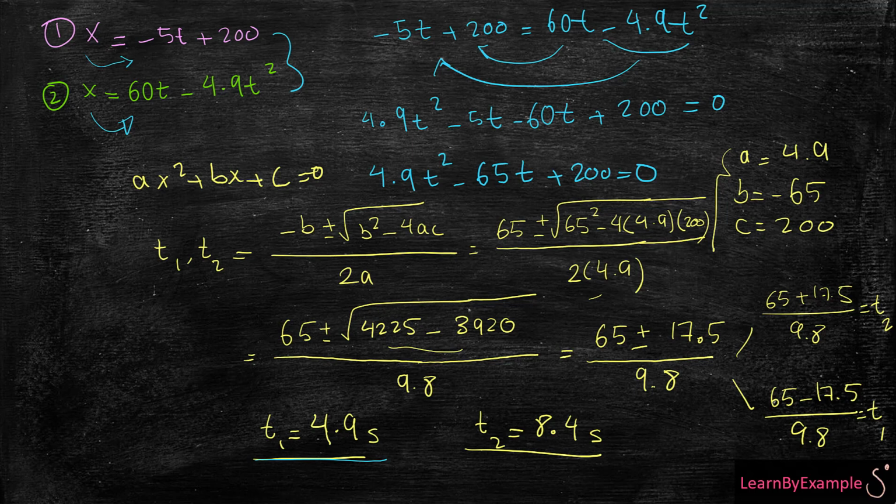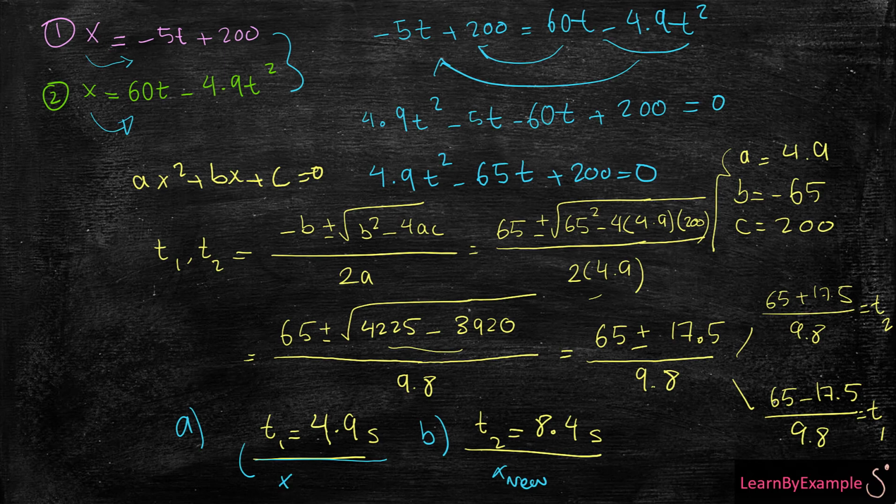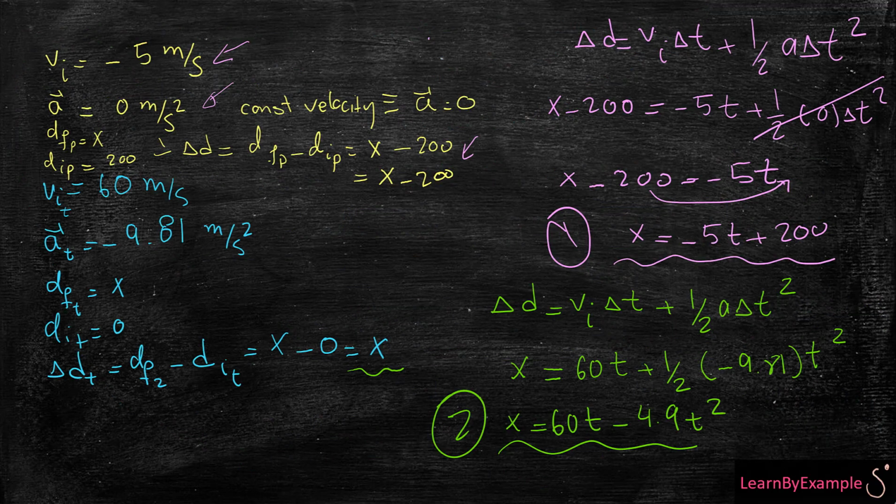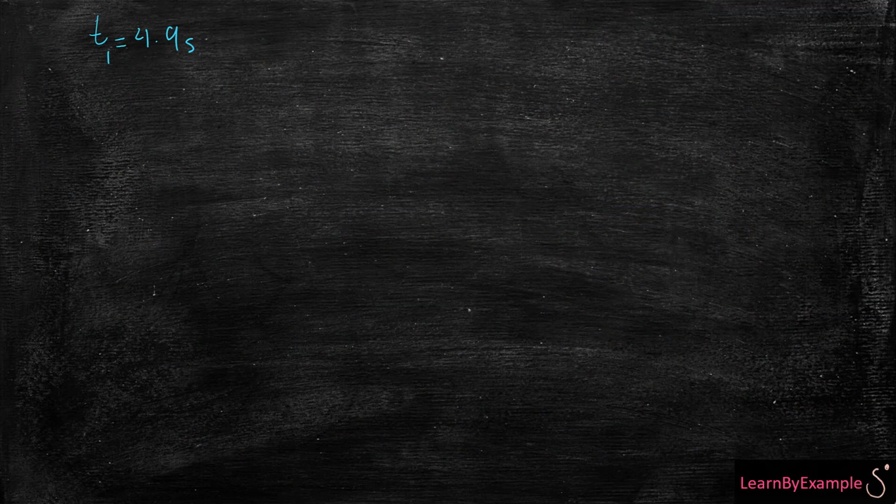All right, so now that I have T1 and T2, I want to actually find my X using that and my X new using this one. For part A I'm going to use this, and for part B I'm going to use this. So let's go on a new page. My T1 is 4.9 seconds. I can actually plug it back into one of these equations. You can pick whichever you want. I'm going to pick the first one because it's the easiest one. I have x equals negative 5t plus 200.